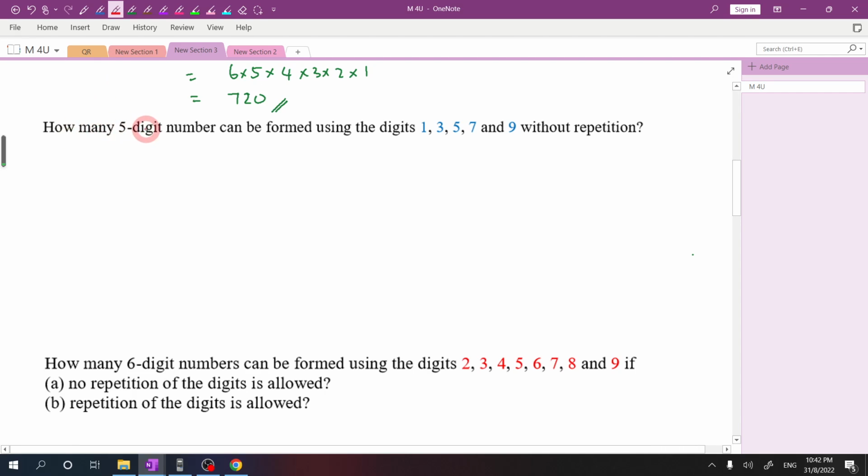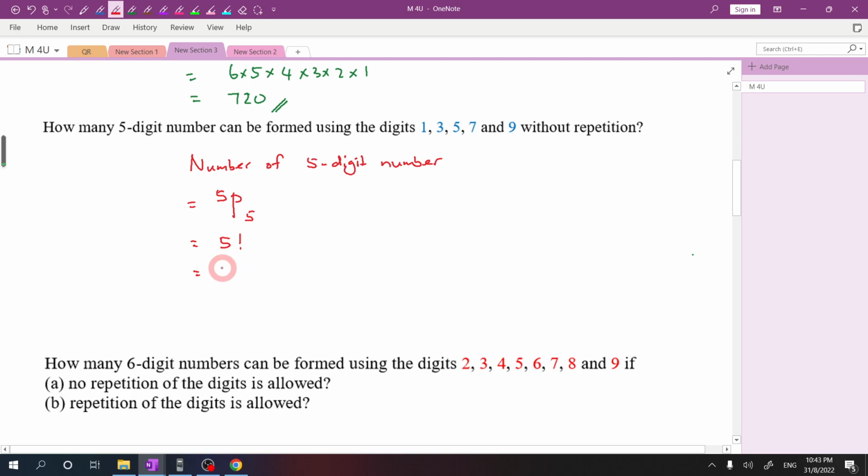How many 5-digit numbers can be formed using the digits 1, 3, 5, 7, 9? Okay, the number of 5-digit numbers. How many digits do we have here? 1, 2, 3, 4, 5. 5. We want to form 5 digits. It means that we need to use all of them. So it will be 5P5, which means 5 factorial.